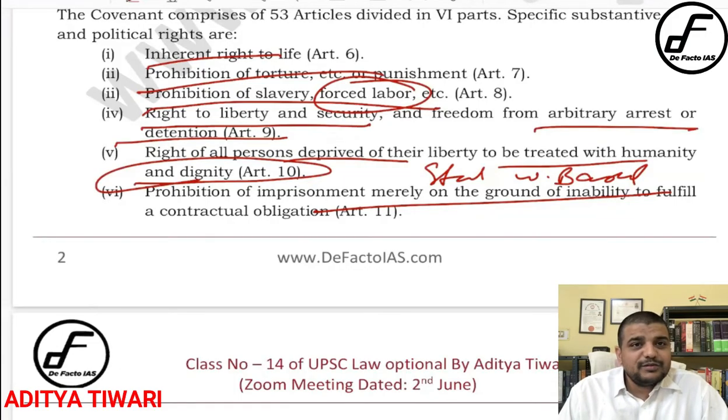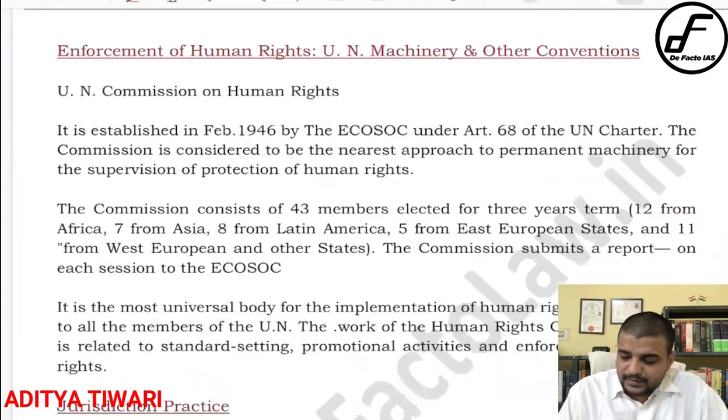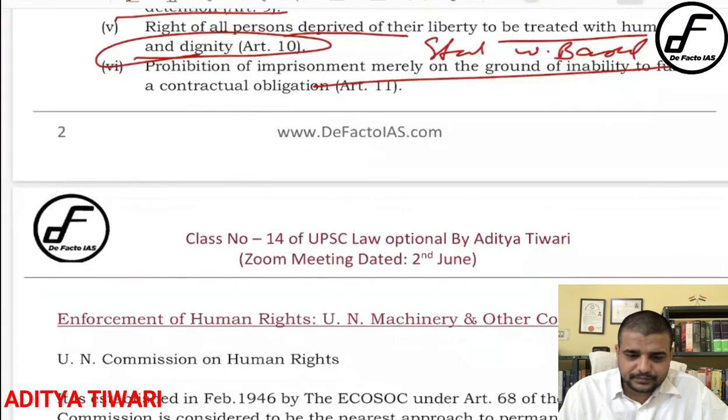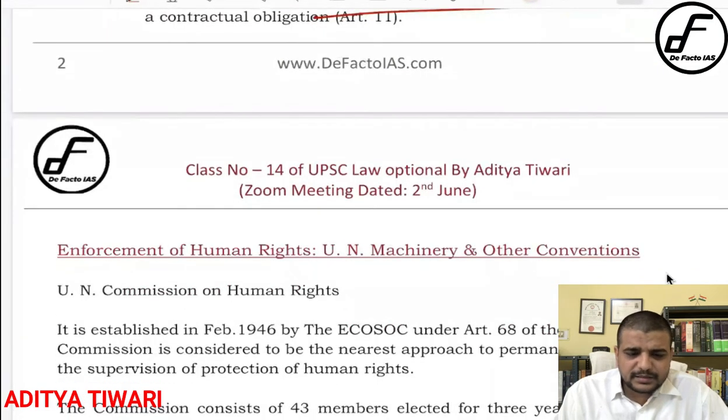Then we come to the enforcement mechanism, right? Here I have given you only the international ones. There are regional human rights conventions as well. You have to go through those regional human rights covenants. That will be beyond the scope of this syllabus, at this particular class, but still everything has been mentioned. Watch the lecture from the beginning and you will get everything. I am not going to repeat the same thing.